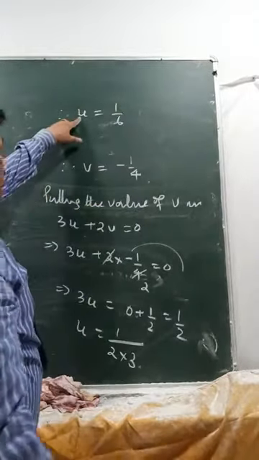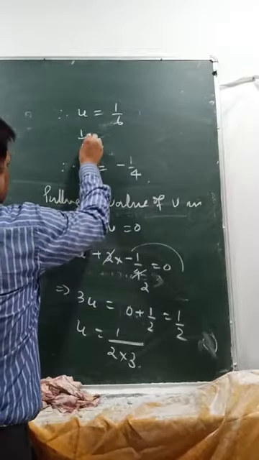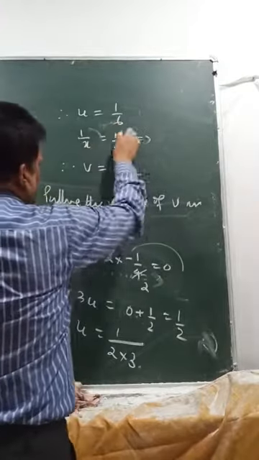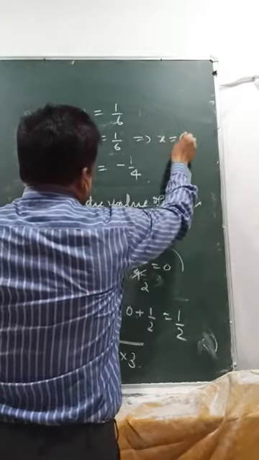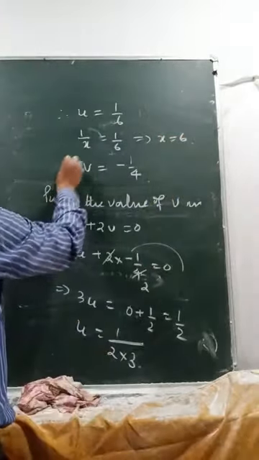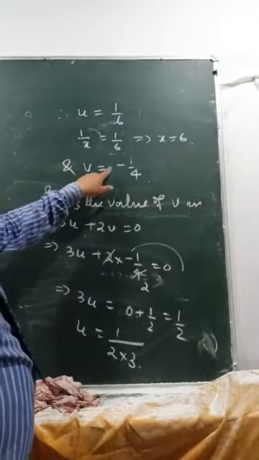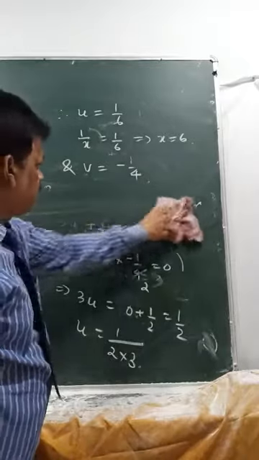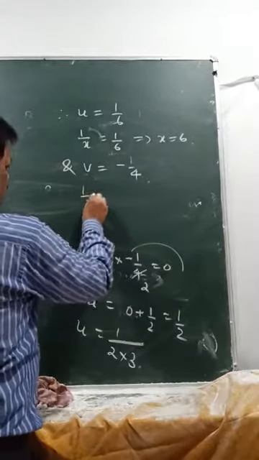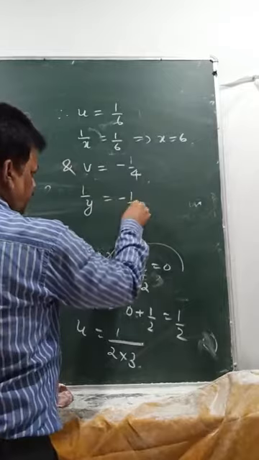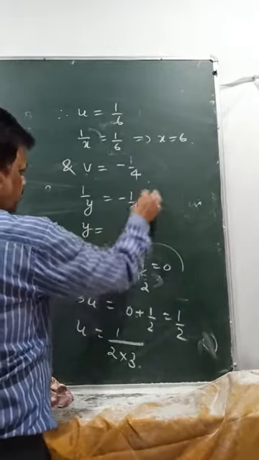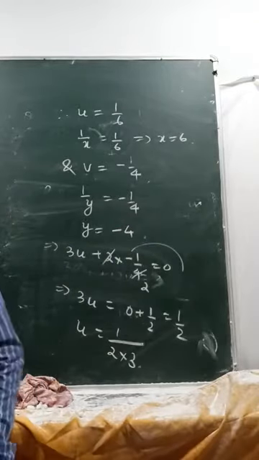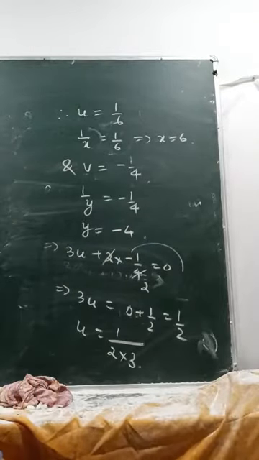But you want to find x. U means what? 1 by x equals 1 by 6. Implies reciprocal, x equals 6. And v equals minus 1 by 4. So v is 1 by y. So 1 by y equals minus 1 by 4. Y equals reciprocal, minus 4. Okay, this is one question we did.